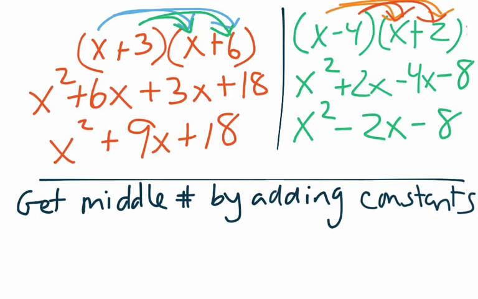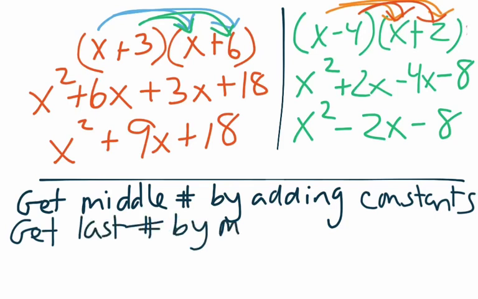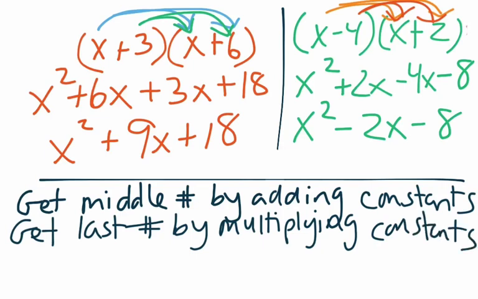The other thing you might notice is you get the last number by multiplying. So we get the last number by multiplying the constants. Notice this, you can get 18 by doing 3 times 6, and you can get negative 8 by doing negative 4 times 2.